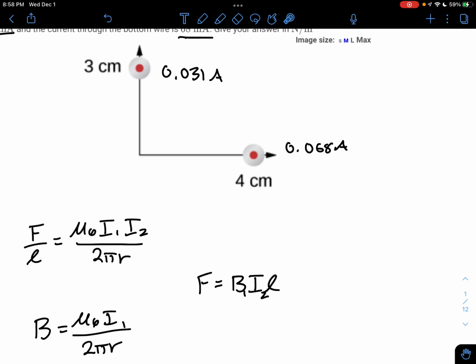So our radius is our distance directly between them. We have a right triangle. Here's our distance between them. Ooh, that's a straight line. Since it's 3 centimeters on this side and 4 on this side, it's a 3, 4, 5 triangle. So it's going to be 5 centimeters.